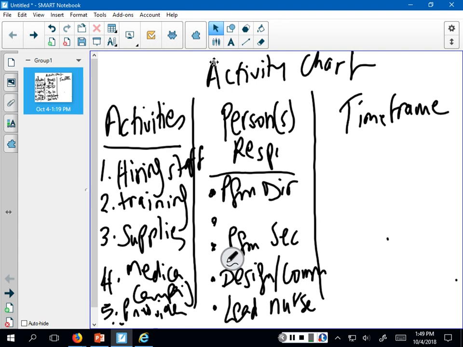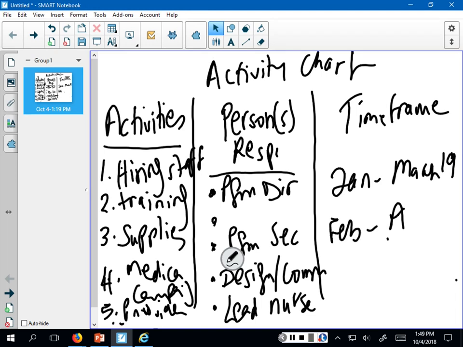So let's say hiring the staff will happen between January to March of 2019. We will train them between February and April of 19. The media campaign will be designed in May, and then it will launch after that, and so on. So again, this is a very simple activity chart.